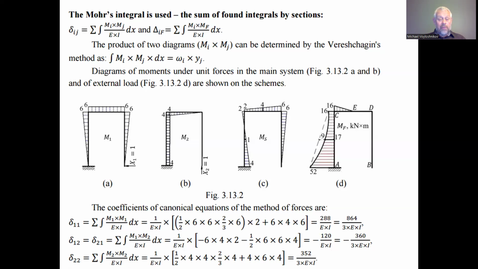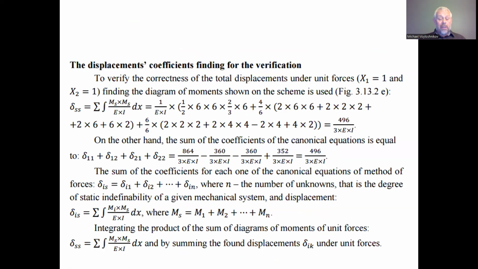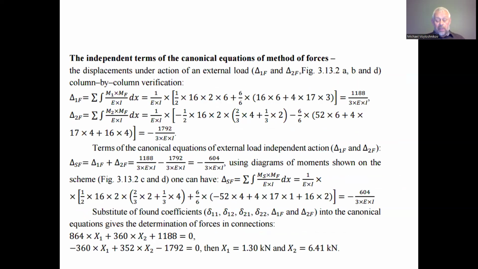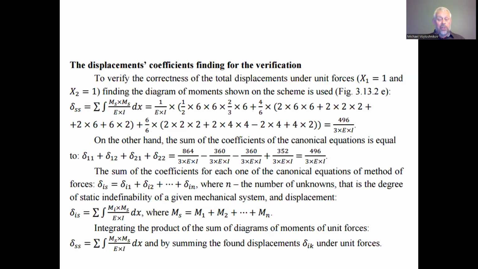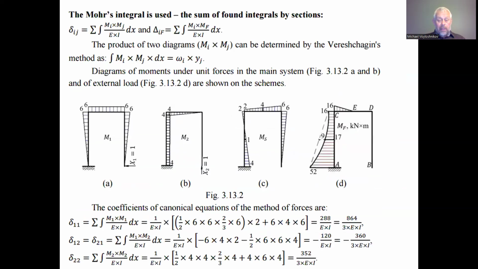And we need to find as well the two free terms. First of all, we have to make a check, the verification, and after that we can find the three summands of the canonical equations. To check the correctness of finding of the factors, we can use, for example, the diagram of total unit displacement. This is a total of these two previous diagrams.